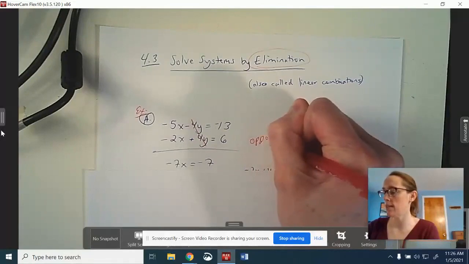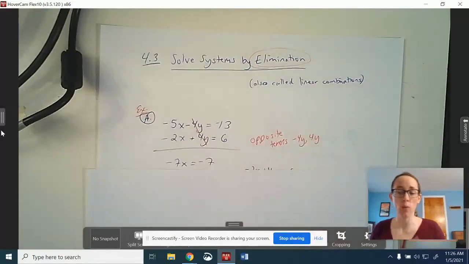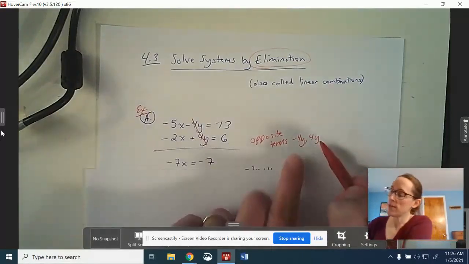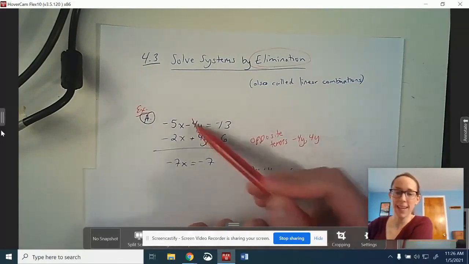Okay, that's the key to the elimination method, is having opposite terms. It won't always be y. It won't always be the number 4. But you have to have the same letter, same number. One term's positive, one term's negative, because then they cancel out.